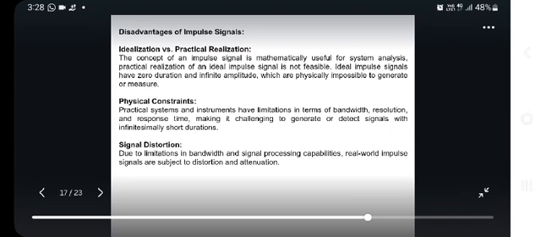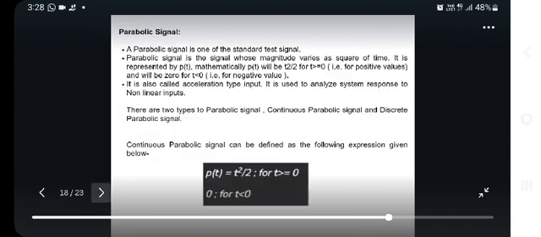Next one is signal distortion, the main disadvantage of impulse signals. Due to limitations in bandwidth and signal processing capability, real-world impulse signals are subject to distortion and attenuation.